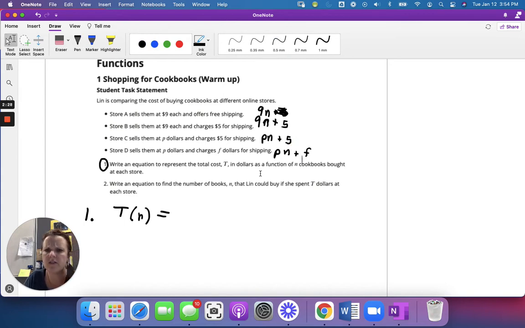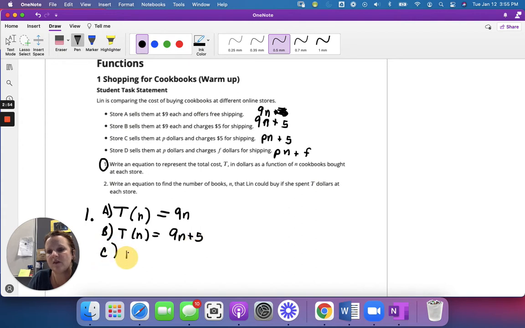All right, so write an equation to represent the total cost T in dollars as a function of N cookbooks bought at each store. So I guess for A, I just did this. Sorry, I didn't read well. 9N. For store B, the total cost as a function of the number of cookbooks is 9N plus 5. For store C, it is PN plus 5. And for store D, the total cost as a function of the number of cookbooks is PN plus F.